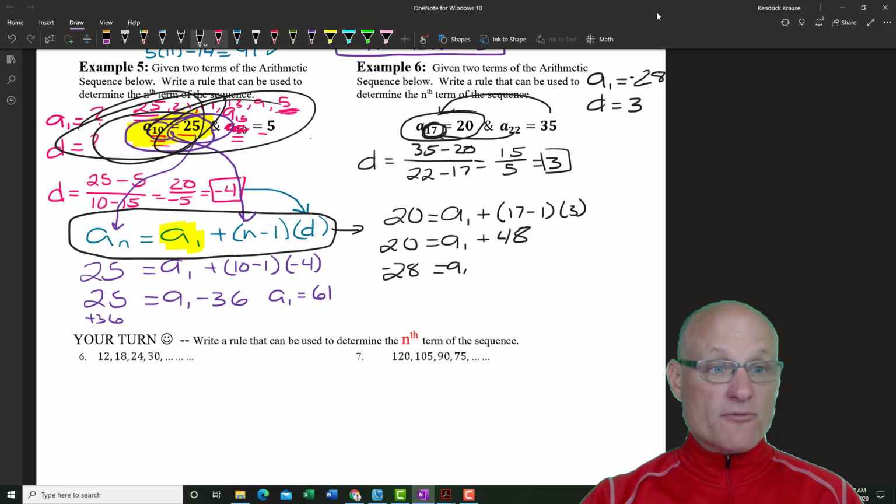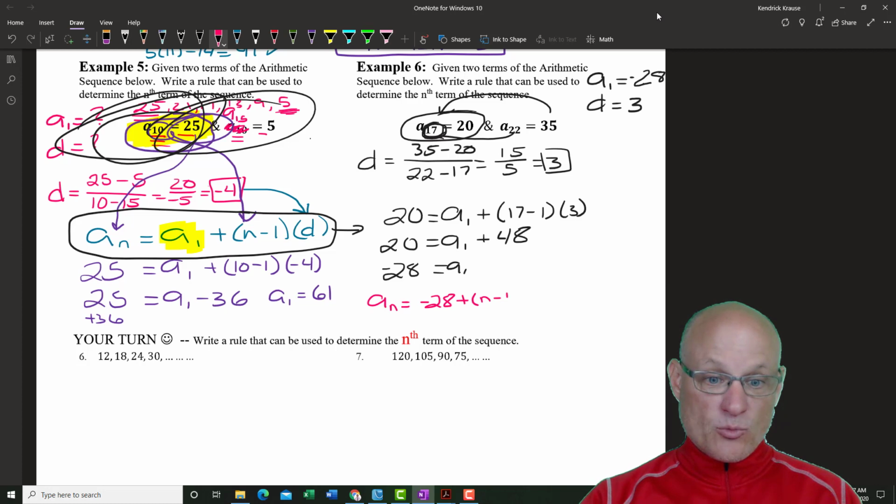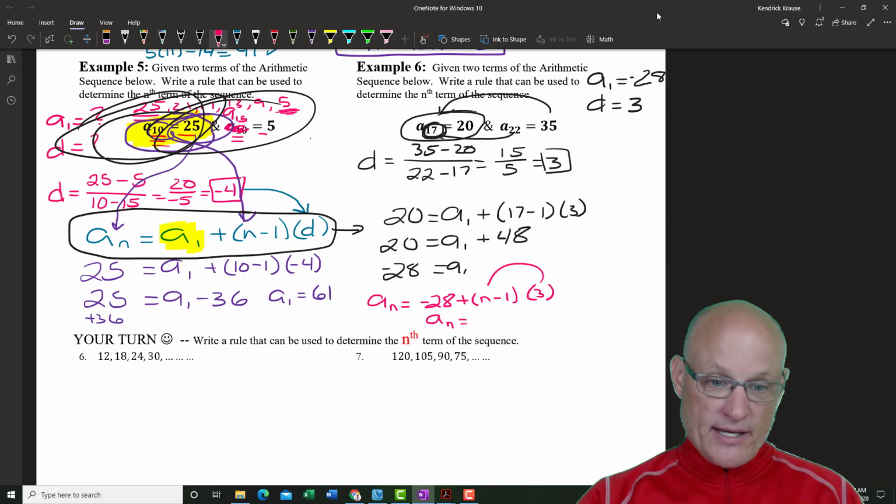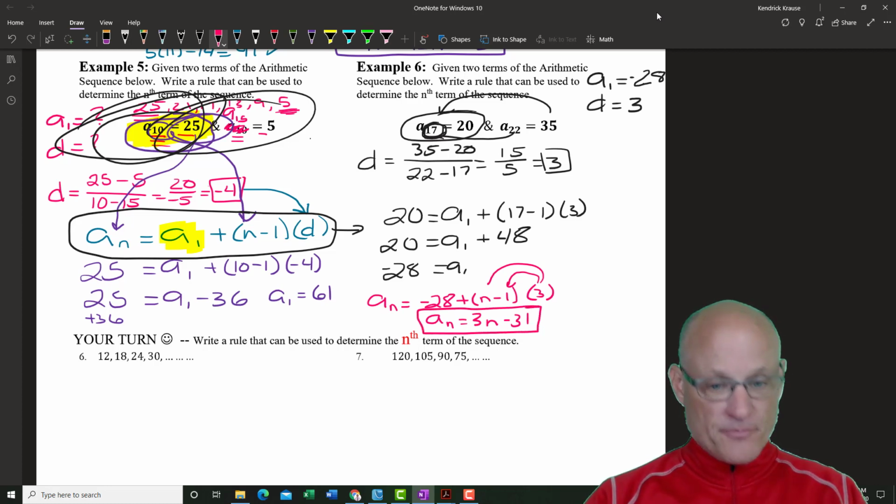And now we can write our formula in hot fuchsia pink. A sub n equals negative 28, the first term, plus n minus 1 times 3. And we'll clean that up. A sub n equals 3n. I always put the n first. 3n. Now this is going to give me minus 3. Minus 3 and minus 28 is minus 31. And there is my answer.